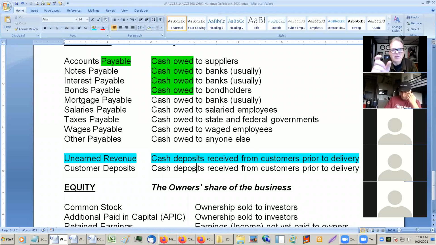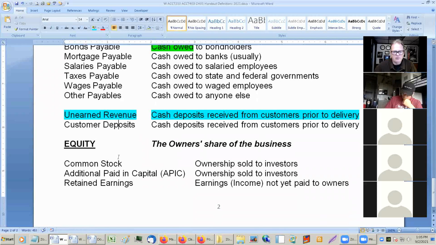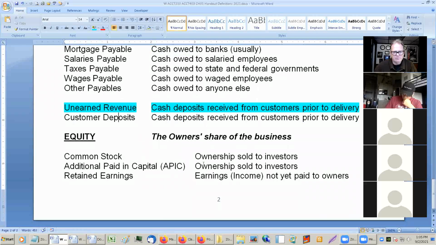Now, if I don't mow my neighbor's lawn, I got to give him the $20 back. That's the liability. So the liability for unearned revenue is when someone pays us ahead of time. Unearned revenue is sort of misleading. It's really not a revenue at all. It's a liability. They've given us the money, but I haven't earned it yet. And if I don't earn it, I got to give them the money back. So if I can't mow his lawn, I got to give them $20 back. So it's a liability. Customer deposits are exactly the same thing as unearned revenue. It's money that is not earned. Okay.